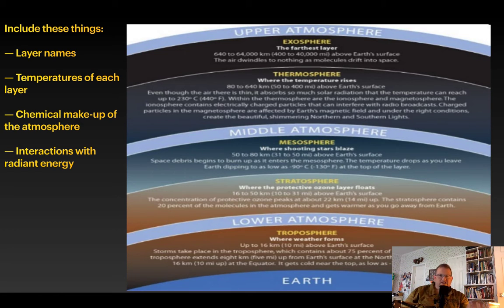And then you get to the exosphere. That's basically outer space. The exosphere goes from 400 to 40,000 miles. But the exosphere isn't actually thought of as a layer. It's where the atmosphere actually starts to become space. So we don't think of it as a layer.